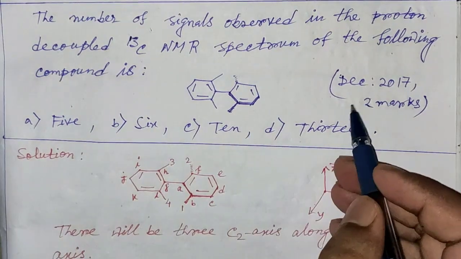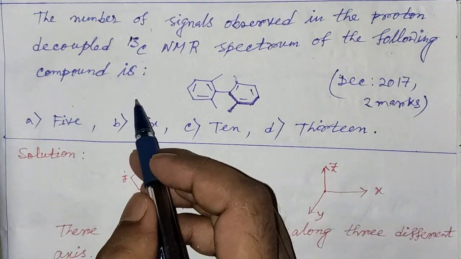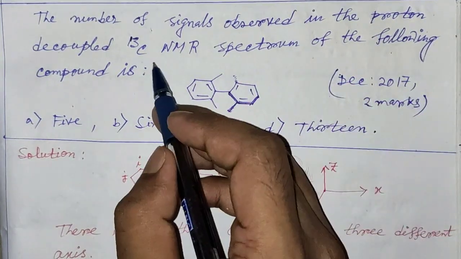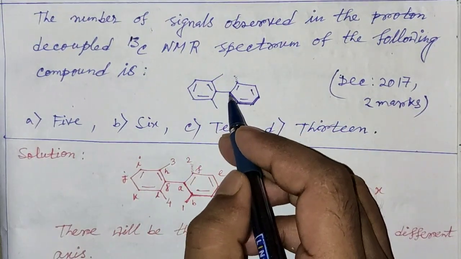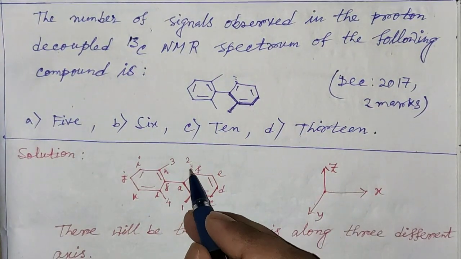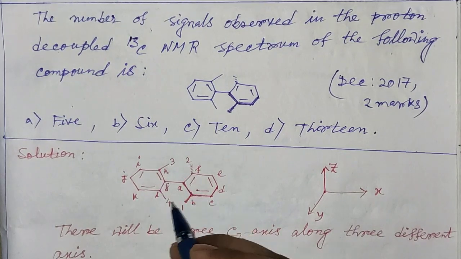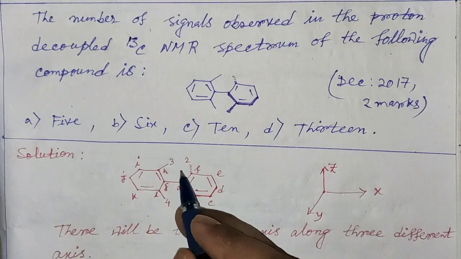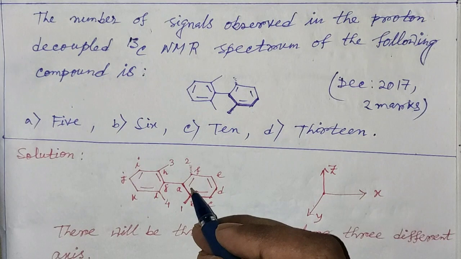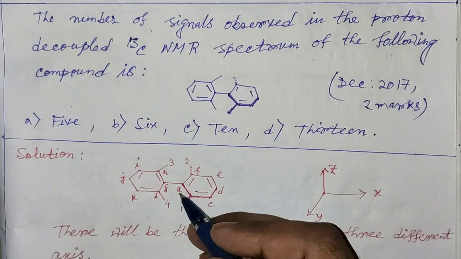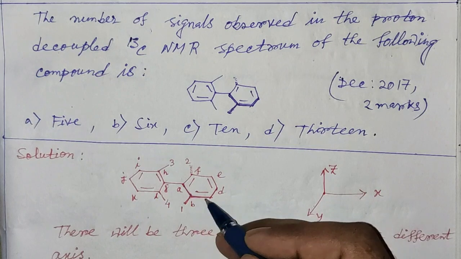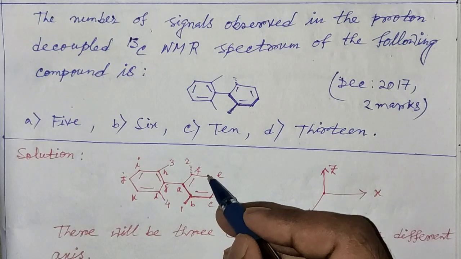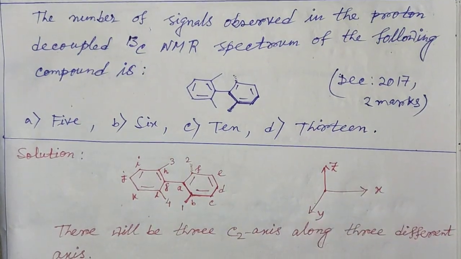This question was asked in December 2017 for 2 marks. In the question we have to calculate the number of signals observed in the proton decoupled 13C NMR spectrum of this biphenyl system. Now due to the presence of these 4 methyl groups attached at the alpha position of these 2 phenyl rings, the two benzene rings in this biphenyl system cannot be in the same plane, and for this reason this benzene ring, this side is somewhat upward and this side is somewhat below the plane.